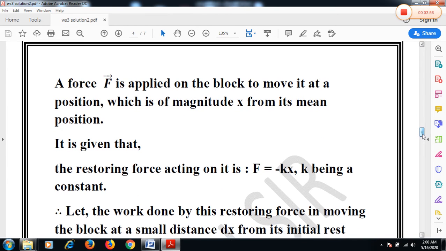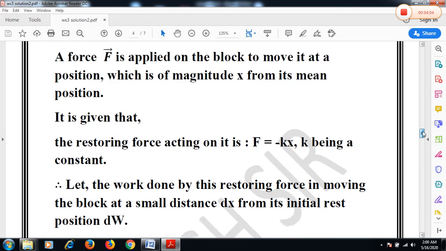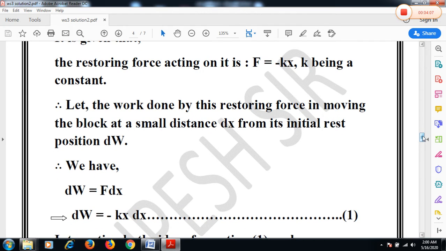Now it is given that the restoring force acting on it is F equals minus kx, k being a constant. Let the work done by this restoring force in moving the block a small distance dx from its initial rest position be dW. So we have dW equals F dx, since work done is force into displacement. Here force and displacement are in opposite directions in the restoring force. The restoring force always acts opposite to the displacement. So we have dW equals minus kx dx, and we have numbered it as equation 1.